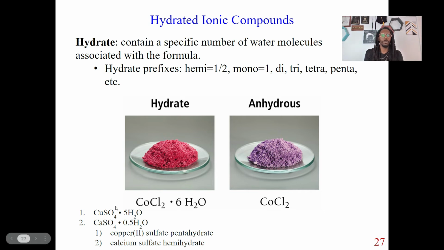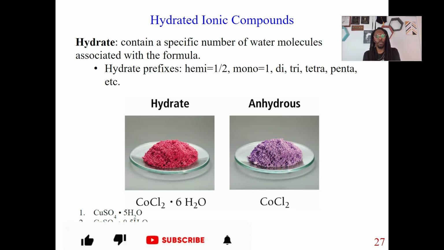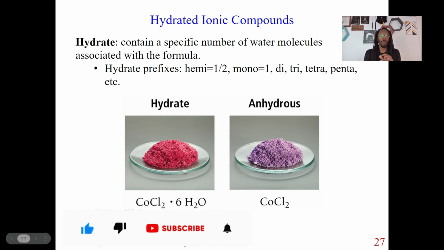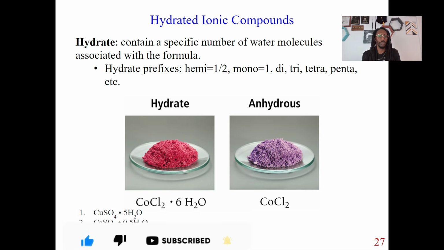Sulfate, if you remember, has that -2 charge. So in order to balance those out, because it's a neutral compound, copper must be a +2. +2, -2, 0 overall. So this is our neutral compound. So this is how we get copper cation 2, because that's the charge of my copper, sulfate, because that's my SO4 there. And then I got 5 waters, so that's pentahydrate.